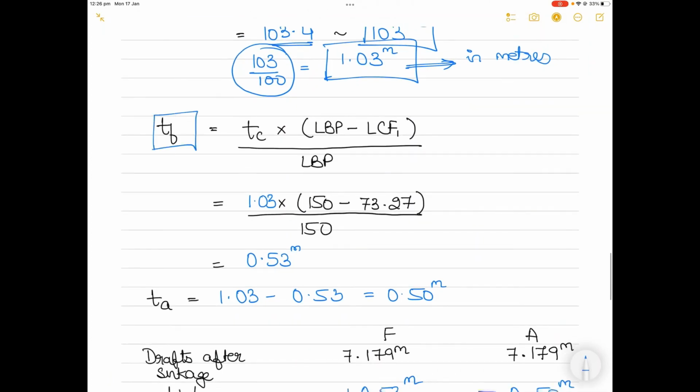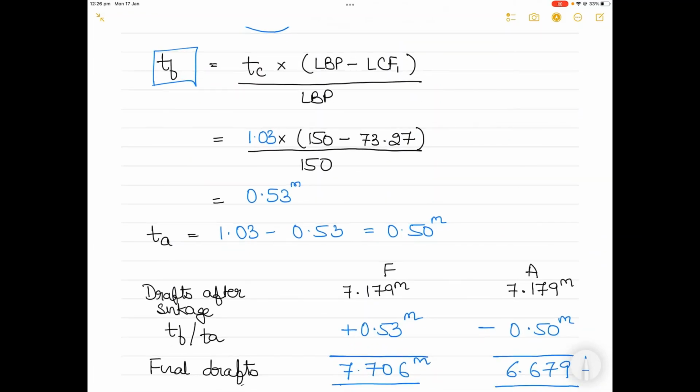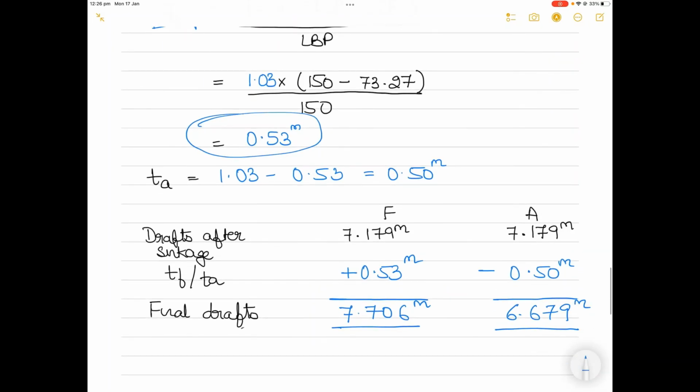So what is the change in trim forward? The formula is total change in trim multiplied by LBP, or length between perpendiculars, minus the new center of rotation, longitudinal center of flotation, LCF1, divided by LBP. So 1.03 is the total change in trim multiplied by LBP minus LCF1, which we found out earlier, divided by LBP, which is 0.53 meters. And then change in trim aft is total change in trim minus TF. You will get 0.50 meters.